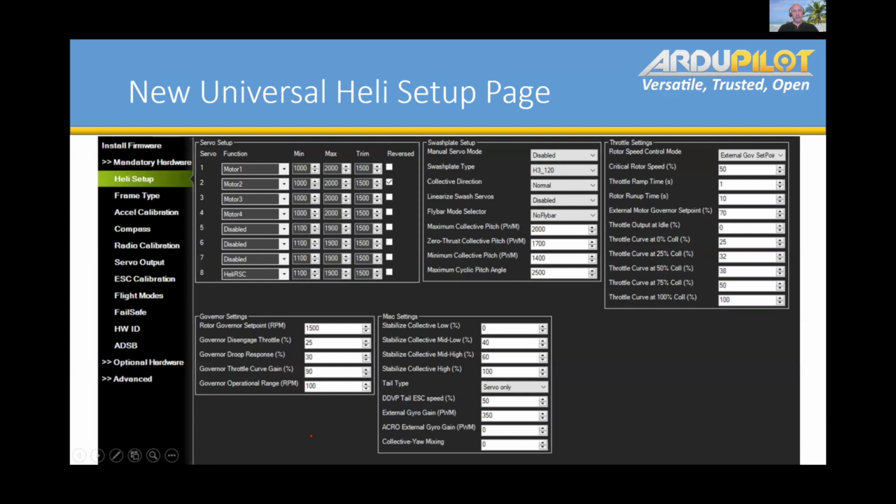So here's the new, I call it universal helicopter setup page. This came off of what Chris had done with QGC and wanted to port that into Mission Planner, so we had a consistent setup page between both platforms. And big thanks to Michael Oborn for helping get this into Mission Planner and really bringing us to be very consistent across platforms so that it doesn't confuse our users.